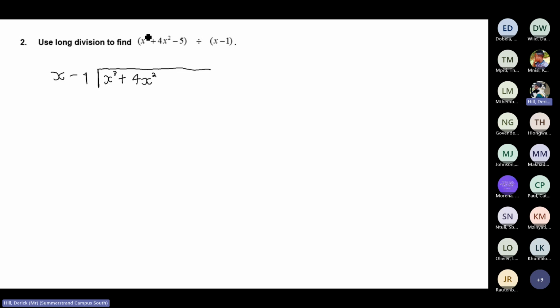Notice here, though, that we've got an x cubed, an x squared, and an x to the power of 0, which is 1. But we have no x to the power of 1, so we're going to have to insert that in there. But since it's not actually there, we have to insert it with a 0.